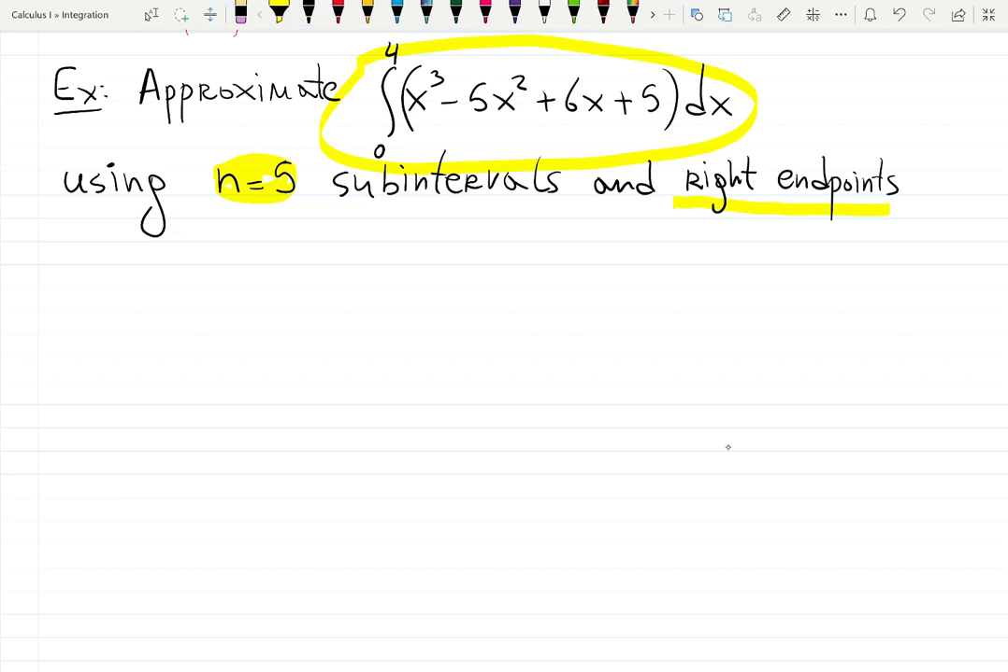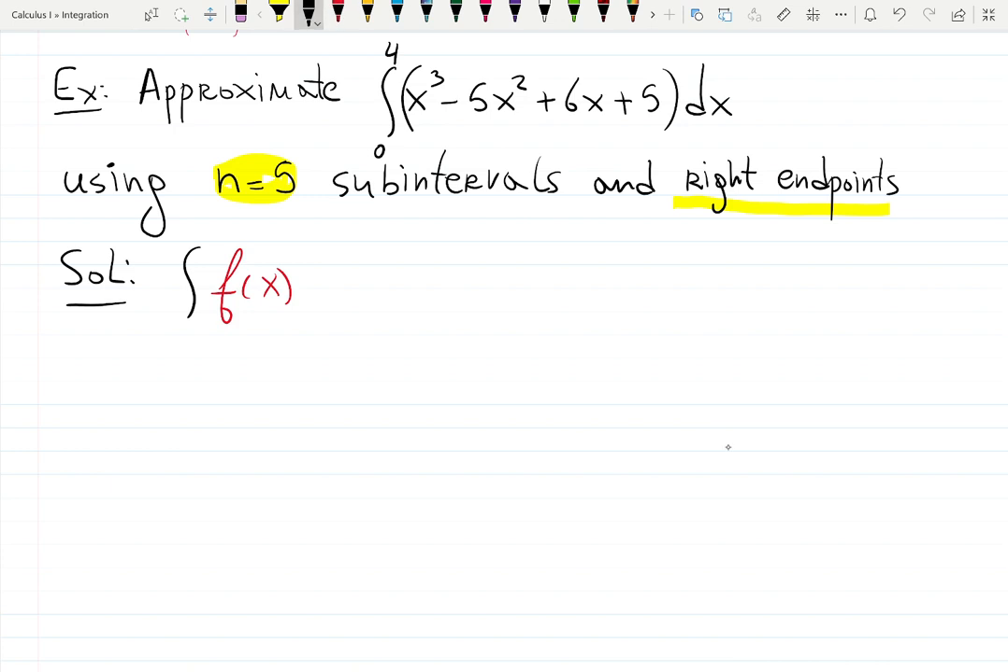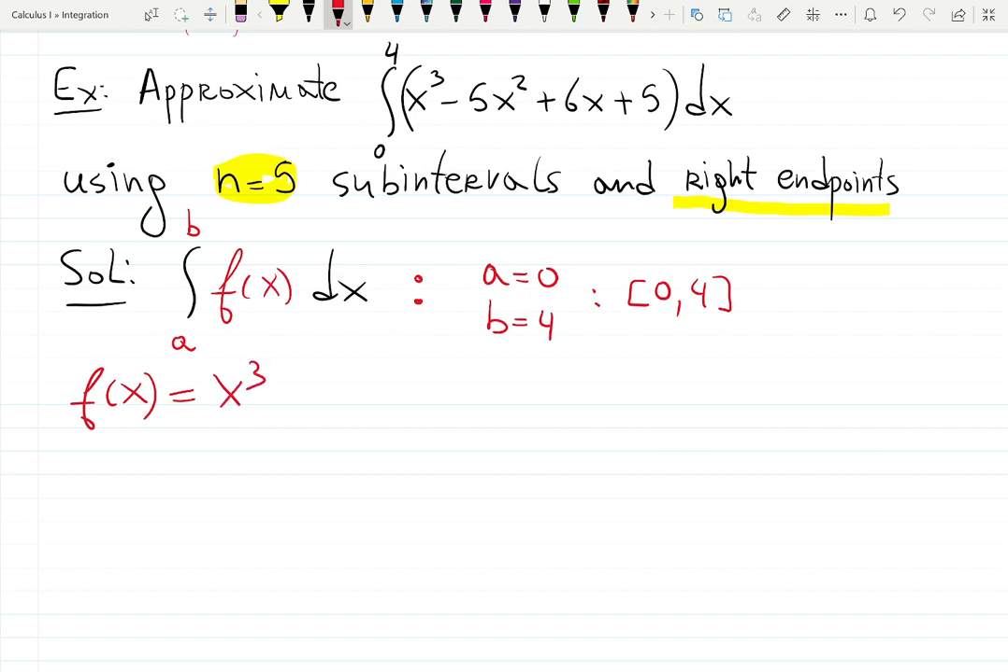Okay, so what to do with the integral, and what does all this notation even mean? Solution. The notation of the integral means that there is an integral. We're integrating a function f of x. dx is part of the notation of the integral. And what's important is that the interval is from a to b, right? So now we can write down the interval. So a is 0, b is 4, interval is from 0 to 4, right? And f of x is x cubed minus 5x squared plus 6x plus 5.